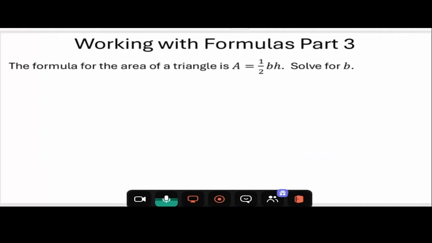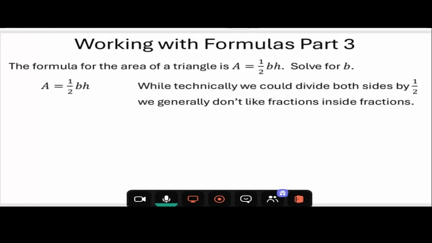Formula for the area of a triangle, A equals 1/2 BH. We have been asked to solve this for B. Okay, so let's write the formula. Now we want to get the B by itself. So there's a couple different ways to go here. You could say, well, the half is attached by multiplication, so divide both sides by a half. That's generally discouraged. While technically not incorrect, we don't like fractions inside of fractions because that would create a half on the bottom underneath the A on the left-hand side.